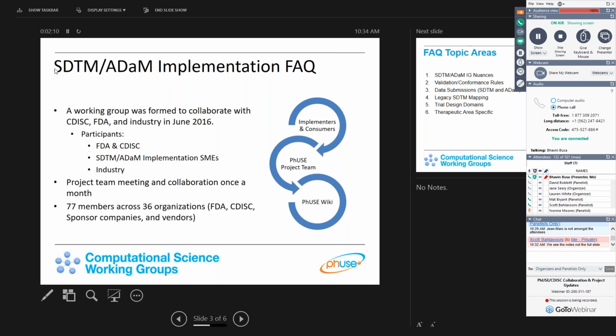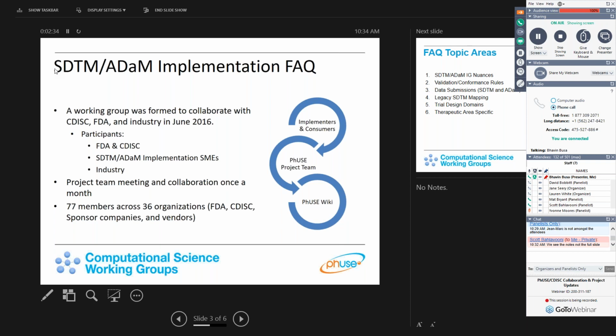So as you could see, a working group was formed, which collaborates with CDISC, along with FDA and industry, in June 2016. It sort of kicked off pretty slow, but we have picked up in the last 1 year, and we've done a lot of good progress. The participants include not only just people from the industry, but also from FDA and CDISC.